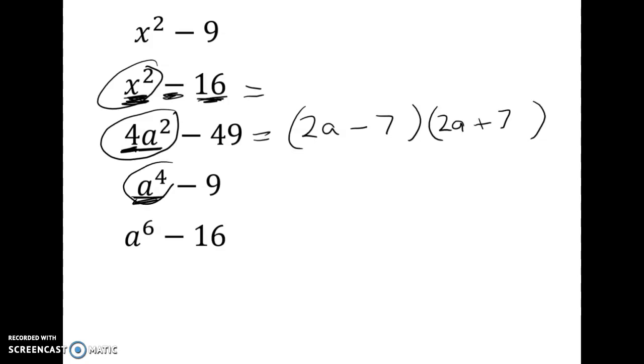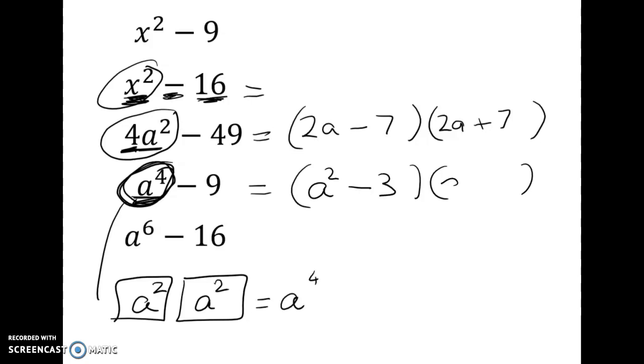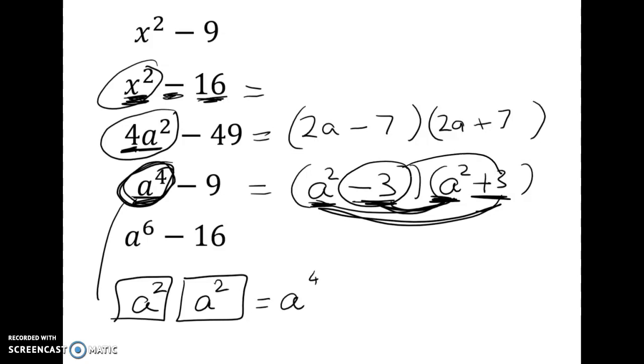Next one. What's the square root of a to the power of 4? Well, when we have exponents and the base is the same, remember that we add the powers. So a squared times a squared is equal to a to the power of 4. So this one's going to be a squared minus 3 times a squared plus 3. Right, just checking that back, we get a to the power of 4 here, minus 3a squared here, plus 3a squared here, minus 9.